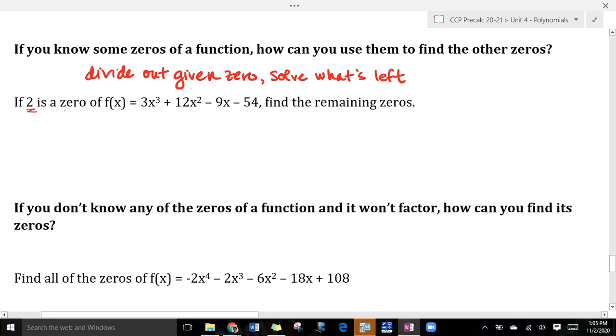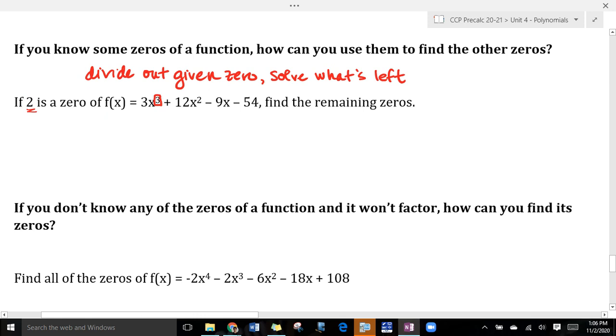So for this function, I've given you that 2 is a zero of this cubic function, and I want you to find the remaining zeros. Now, if I have given you one zero of a cubic function, you have to think, how many zeros are we missing? Remember, the exponent determines how many zeros there are, whether they're real or imaginary. So if I have 1 here, that means we're missing 2. So just keep that in mind. Okay, so again, I want to divide out this given zero, and then we'll see what's left that we can solve.